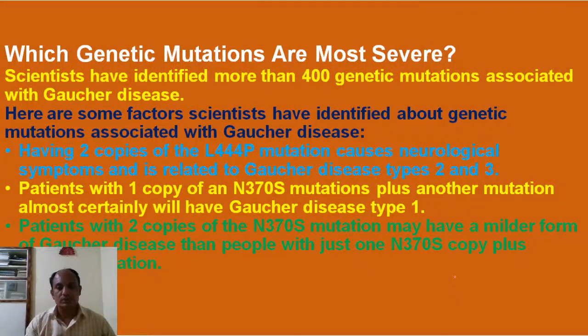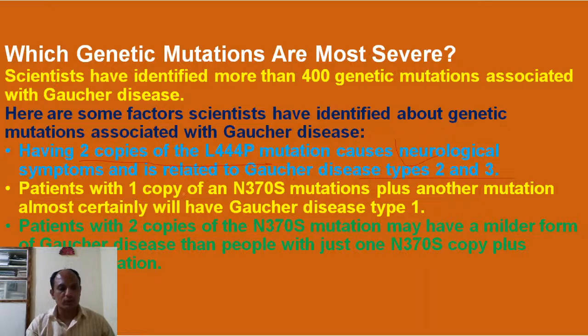Which genetic mutations are most severe in the case of Gaucher disease? Different scientists have identified more than 4,000 genetic mutations associated with Gaucher disease, and some of the mutations include, patients with 2 copies of the L444P mutation, which causes neurological symptoms, and these are related to Gaucher disease type 2 and type 3. So this is the gene in which the mutation takes place here.